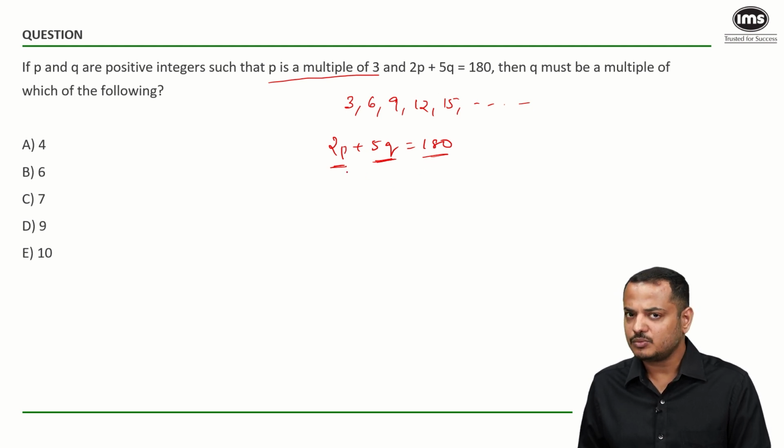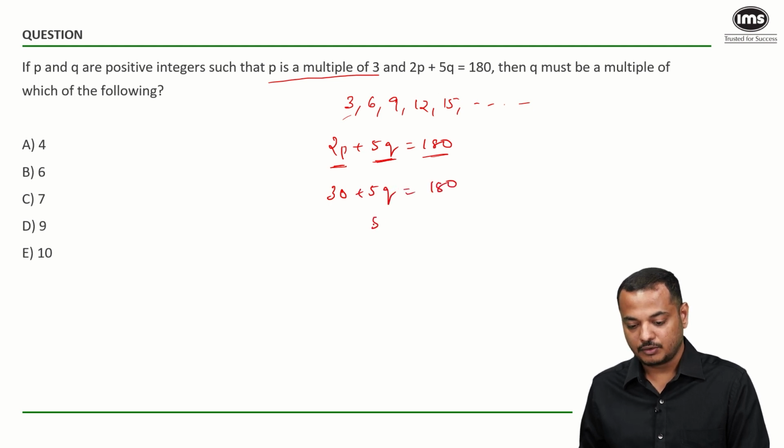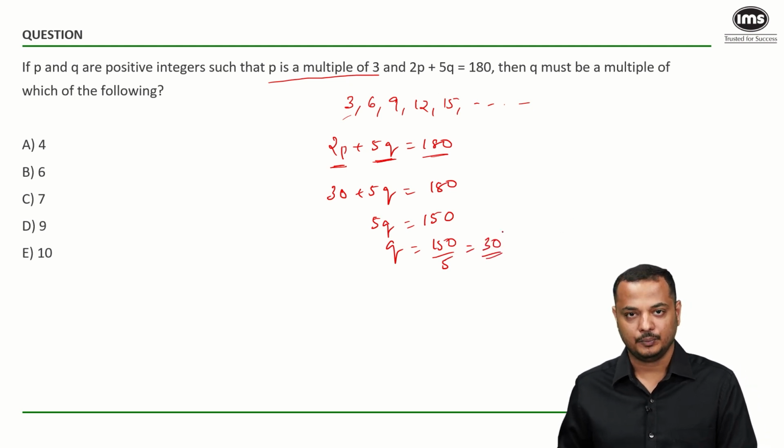So what is one possible value of P that you can take here? So if you notice the possible values of P, you can't take 3, you can't take 6, you can take 15, because 2 times 15 is 30. So if I substitute the value of P as 15, I will get 30 plus 5Q equals 180. So 5Q equals 150. So Q is going to be 150 by 5, which is 30. So this is one possible value of Q.